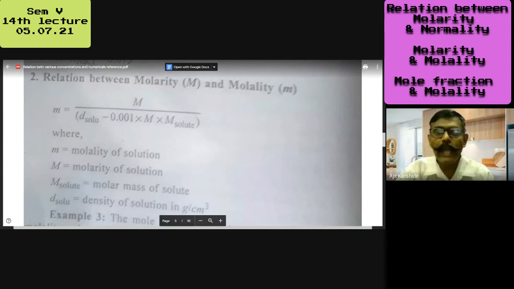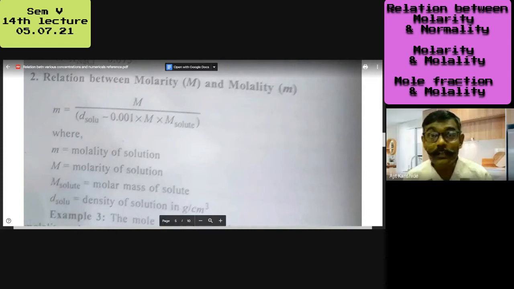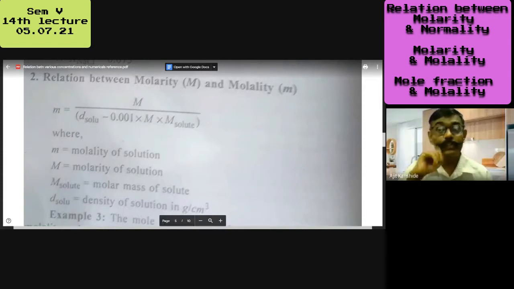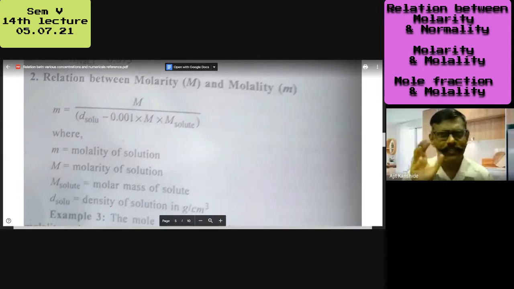This molarity has unit. What is the unit of molarity? Actually we will say molarity itself is a unit. But if you simplify, then you will get answer, no? From the formula, you will get one unit. What is the unit? Number of moles per liter or dm cube of solution. So what is the unit of that? Per dm cube. Are you following what I am saying? Per dm cube. Is it clear?